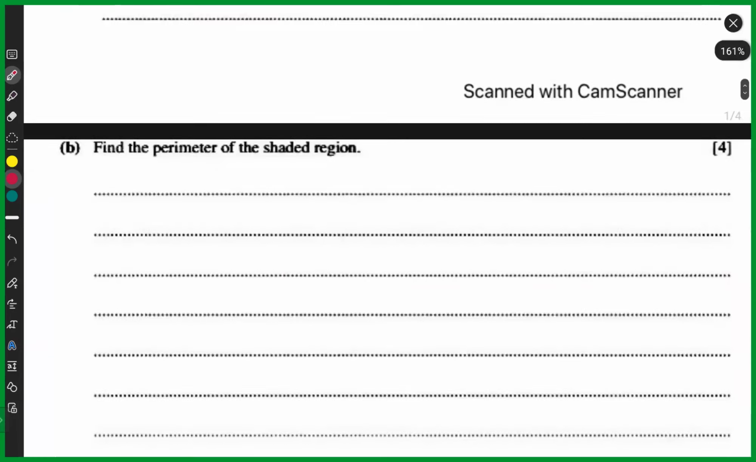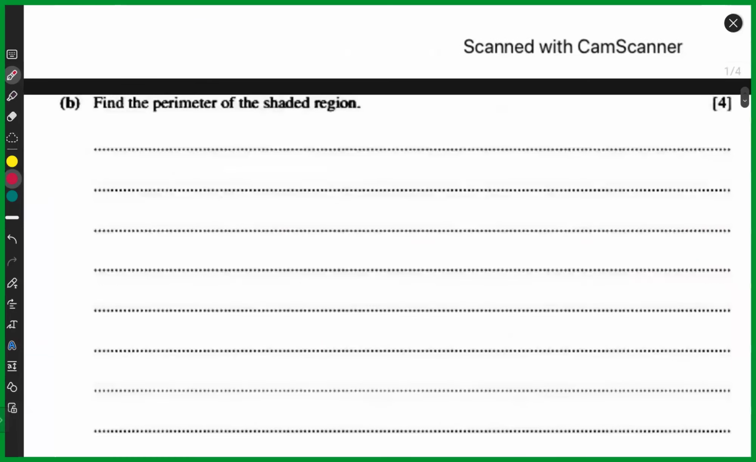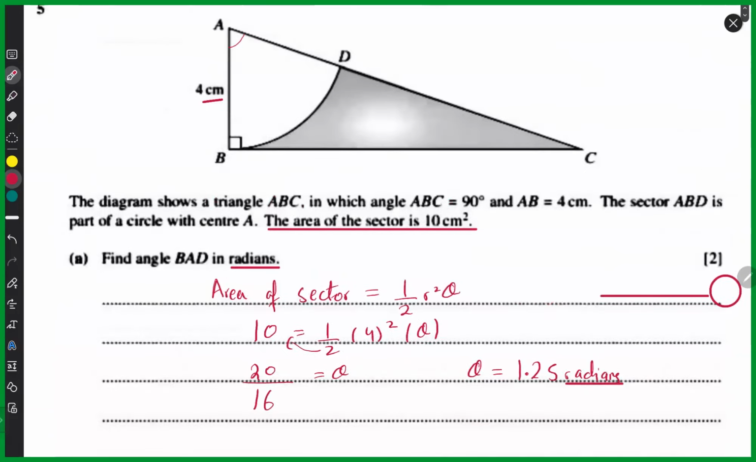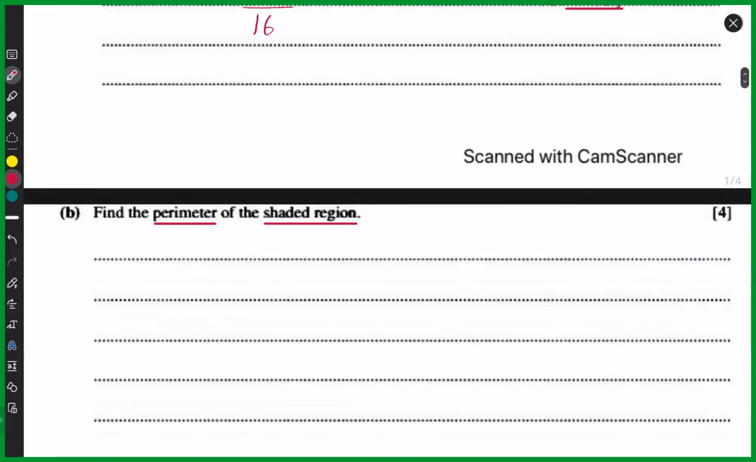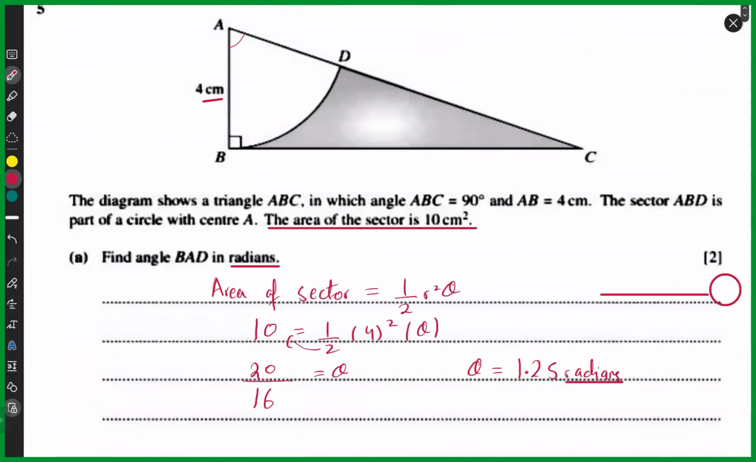The next part says find the perimeter of the shaded region. Okay, it's about the perimeter of the shaded region. So let's go up and see. So this region is shaded. And let's see, it is basically a 4-mark question, so this would take some time. So for the perimeter, what stuff do we have already? We don't have anything already. We'll have to figure out everything.